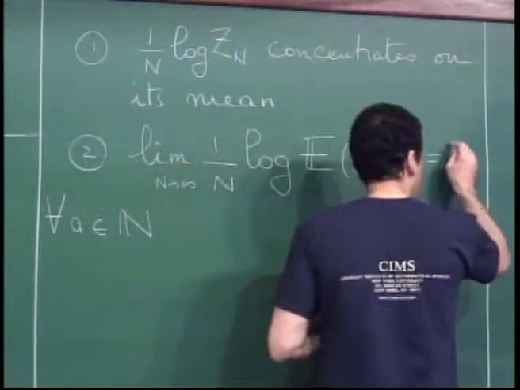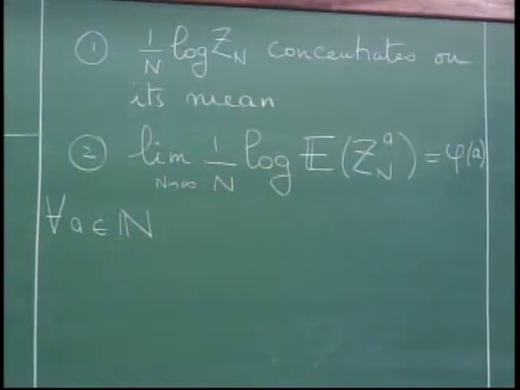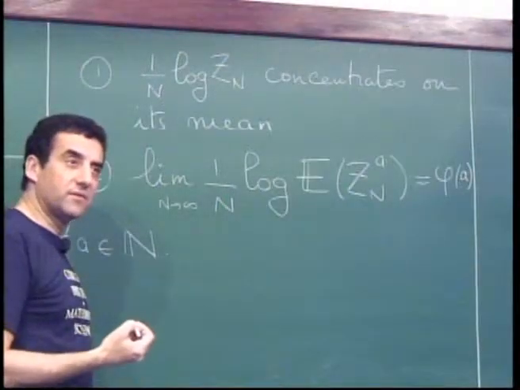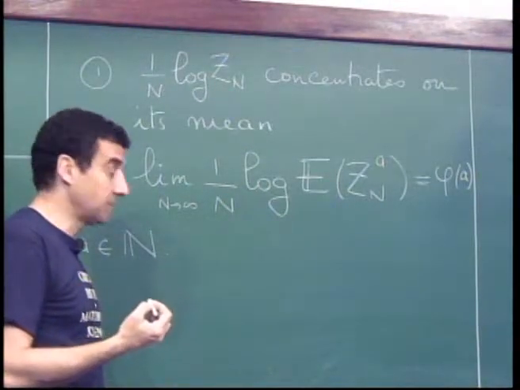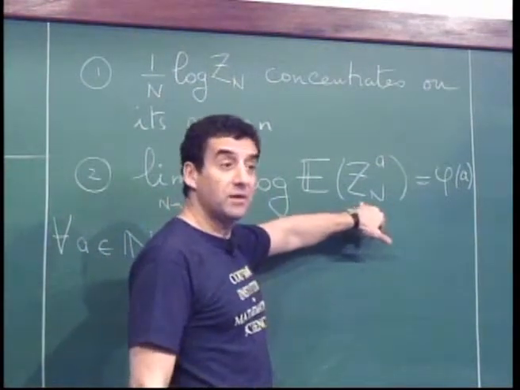Exercise, you can compute that. Let's call this function phi of a, which is defined on the integers. Now you use the following thing. This is the basis of the so-called replica trick. So why is that called a replica trick?